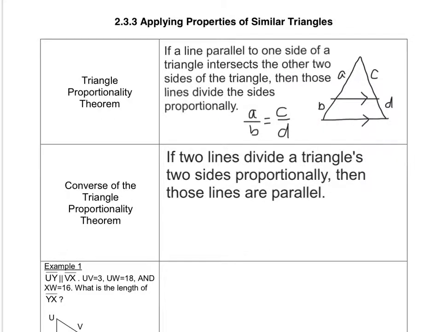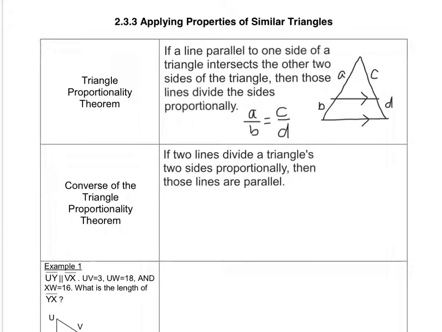So here's what it means. I'm going to go ahead and bring this down a little bit. Again, it says, if two lines divide a triangle's two sides proportionally, then those lines are parallel. So for example, if I had a triangle like this, and I said that this piece was 5 inches, this piece was 7 inches, this piece was 6 inches, and this piece was 3 inches, if I tested the proportion, 5 over 7 and 6 over 3, these are not proportional, so I know that these lines right here are not parallel.